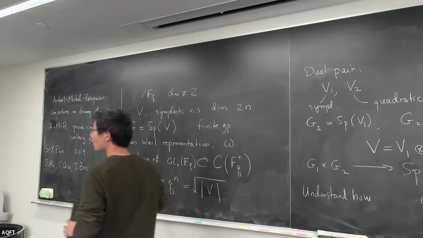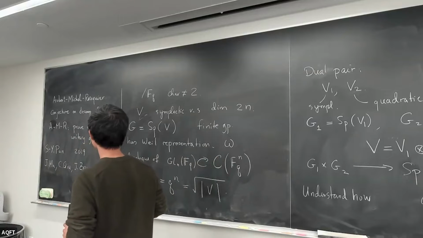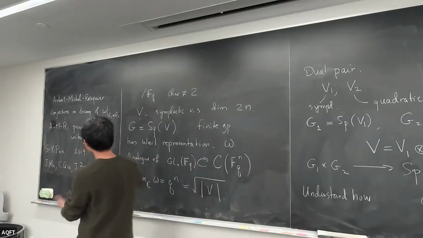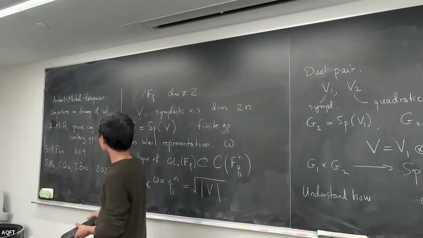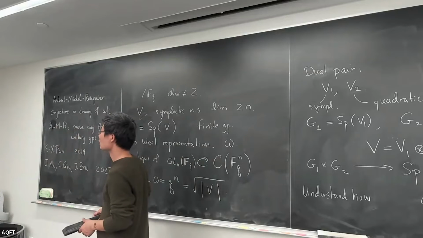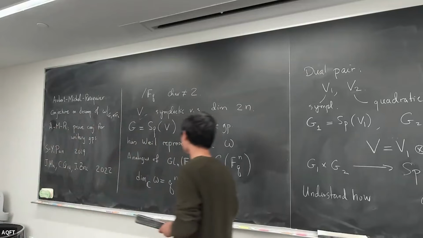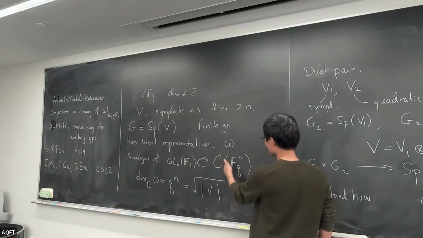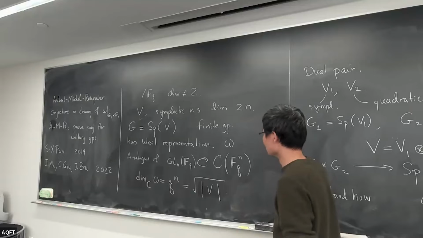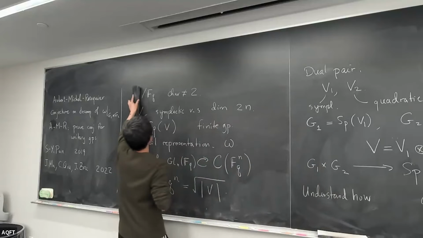And what happens for GLN and GLM, if you have two GLNs? Yeah, I mean, that's a much easier case. Not only unitary, but actually GLNs. In that case they just act on the tensor product of the standard representation. It's much easier.